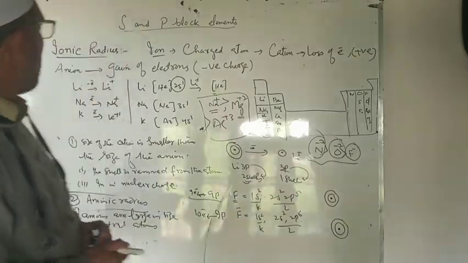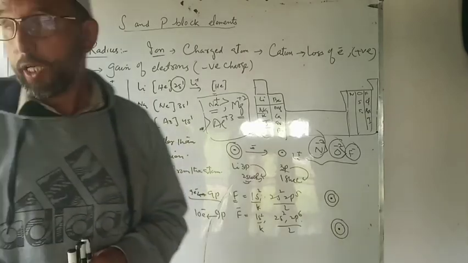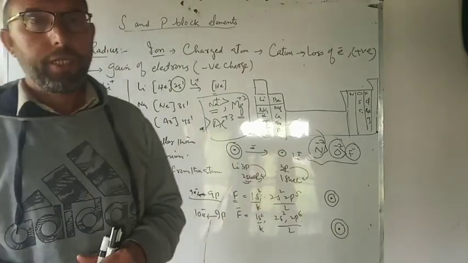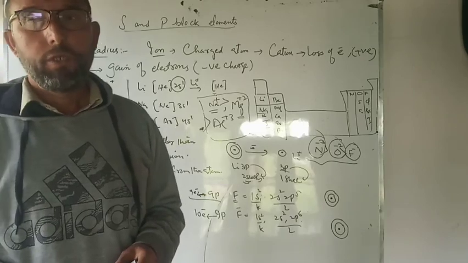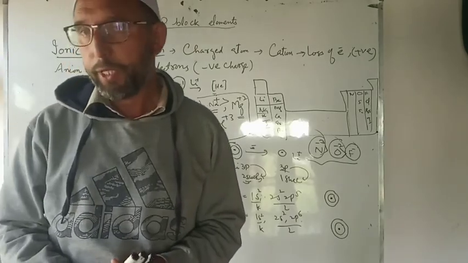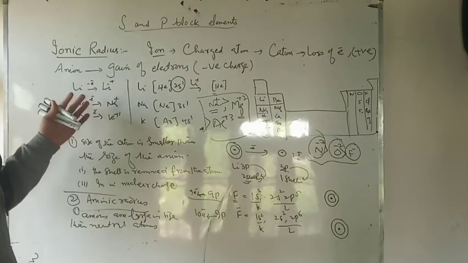So this is about atomic and ionic radius. Two properties we discussed today: one is atomic radius or atomic size, and another property is ionic radius or ionic size. Inshallah, tomorrow we will discuss a few more properties. Till then, thank you very much.